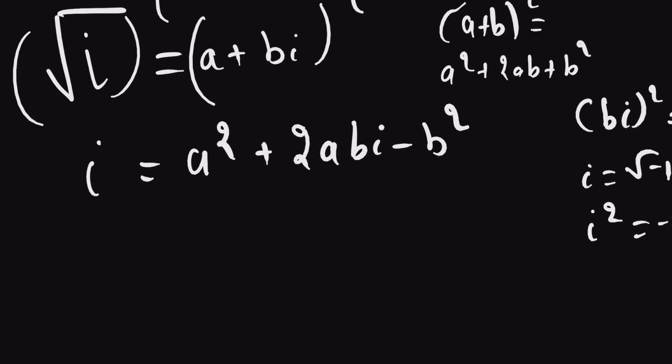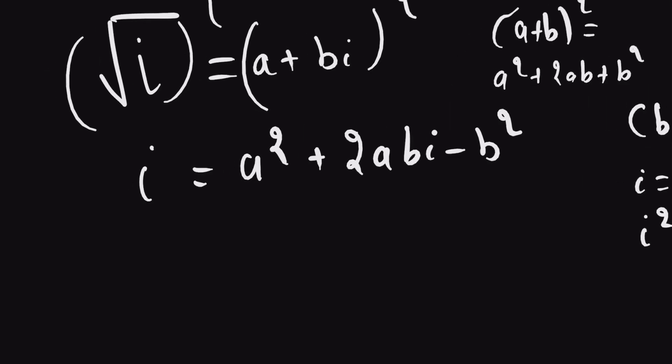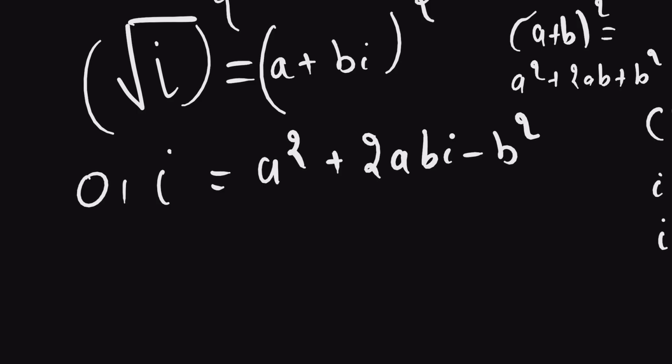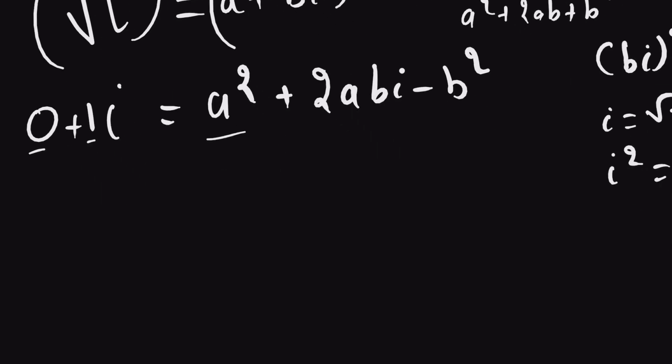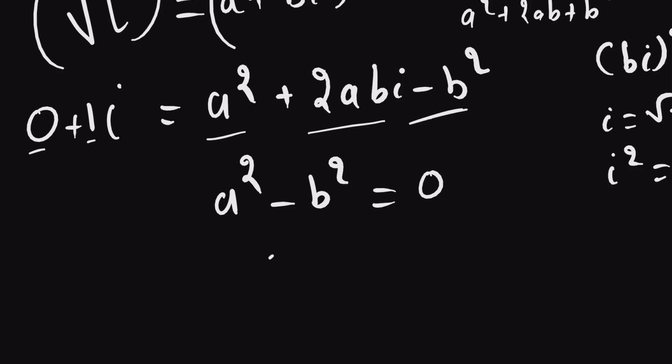Now we're going to go ahead and equate the real and imaginary parts in this equation. So how do we do this? Well, this i you can see as 0 plus 1i. So 0 is the real part, 1 is the imaginary part, and the real part on the right side is a squared minus b squared. The imaginary part is 2ab. Since we equate them, the real part a squared minus b squared is going to equal 0, and the imaginary part 2ab is going to equal 1.